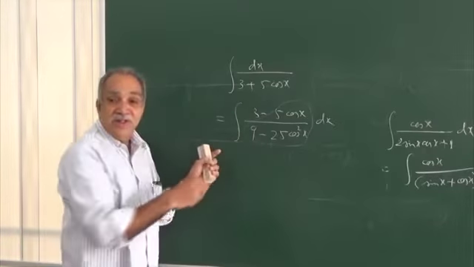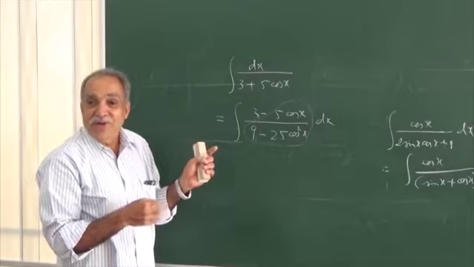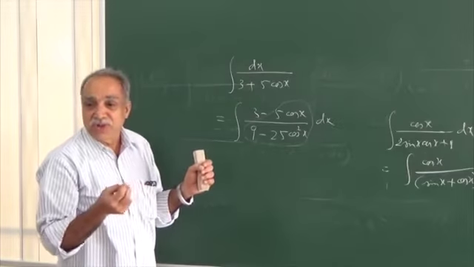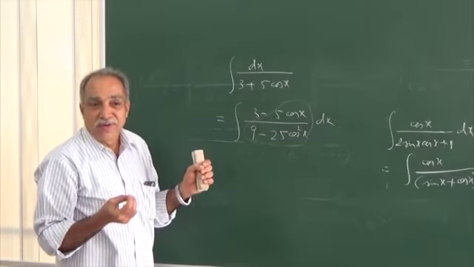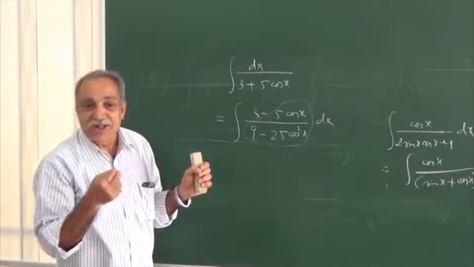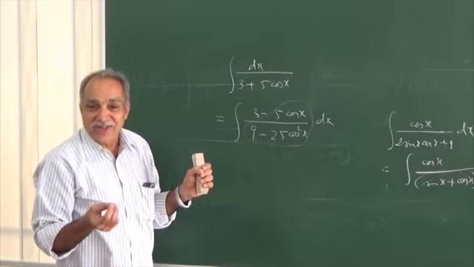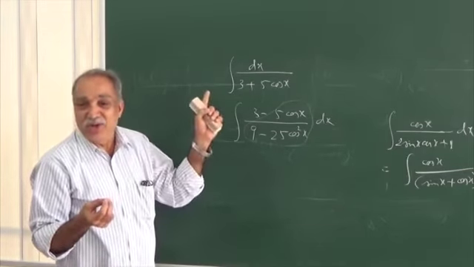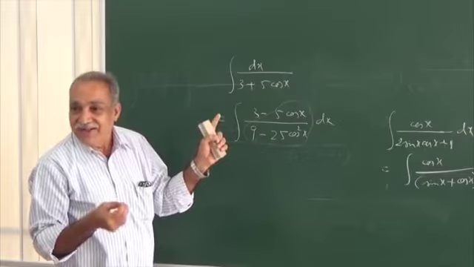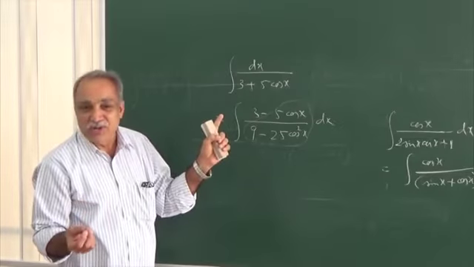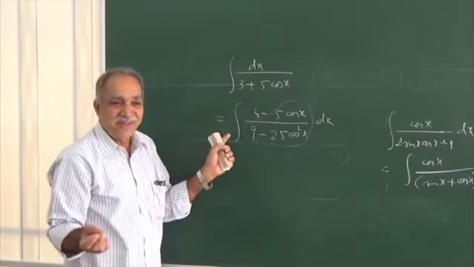That also is equally simple. Only thing is, different substitution you will have to make use of. You will divide numerator and denominator by cos square x. You will see derivative of tan x in numerator, get the denominator expressed in terms of tan x and finish the job.